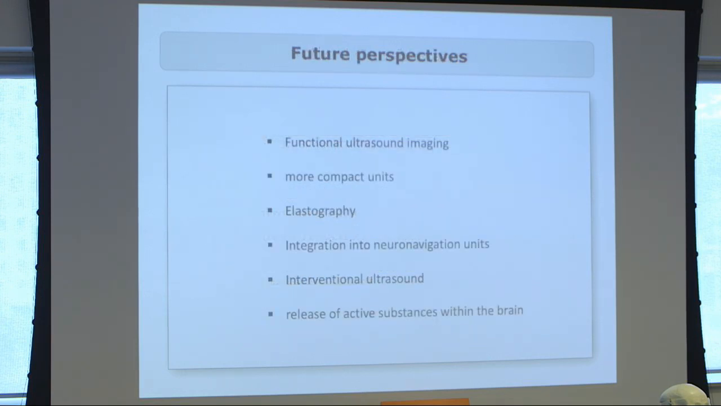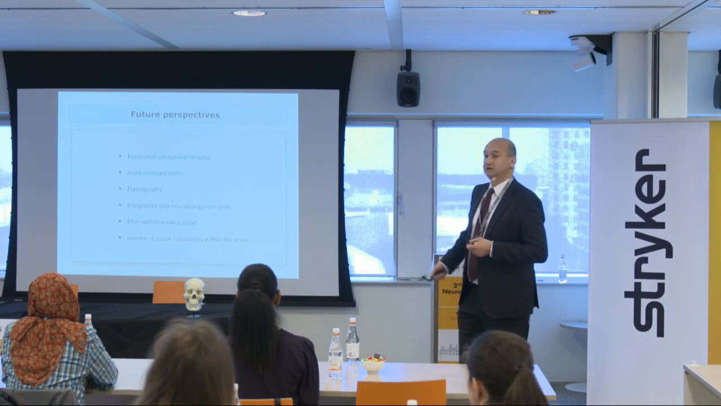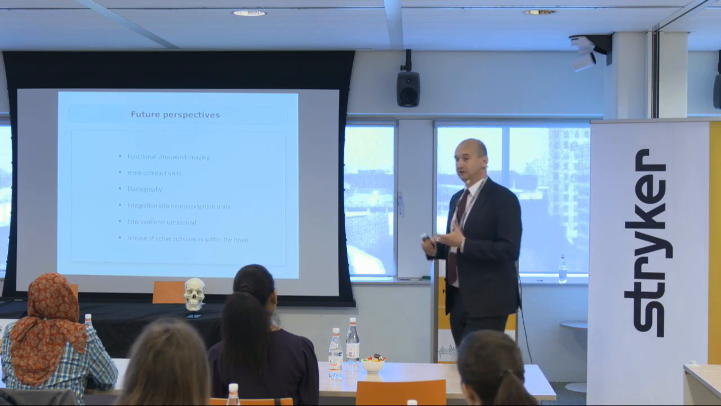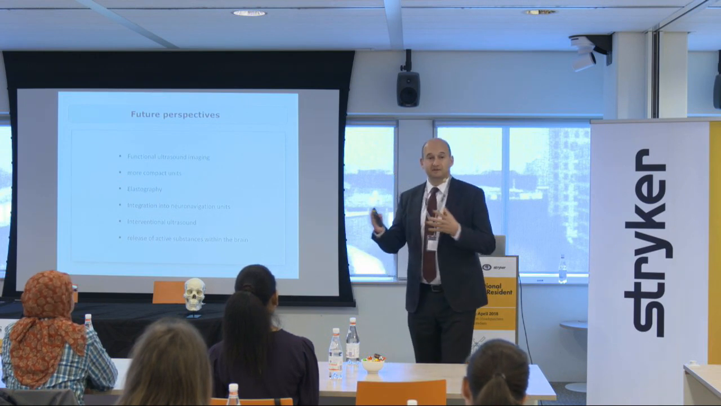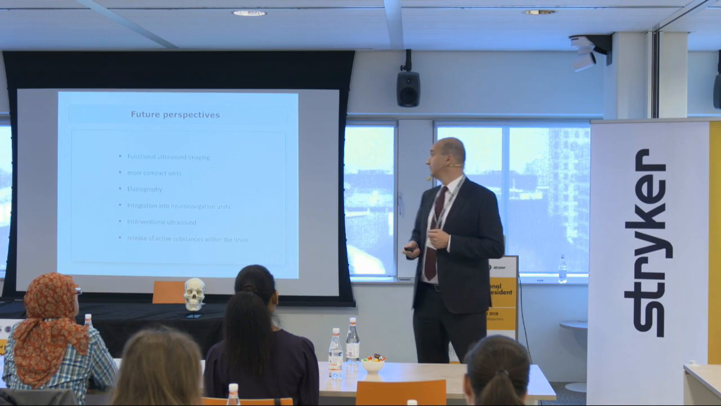So future perspectives, just a really quick one here. Functional ultrasound imaging is on its way. You can measure blood perfusion on the brain surface and use that. Elastography is the technique with which brain shift is corrected in neuronavigational systems when you integrate your ultrasound image.